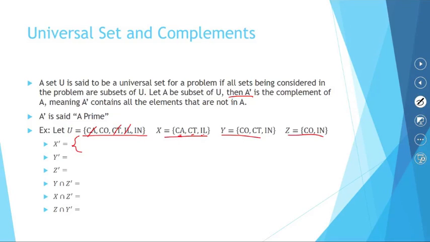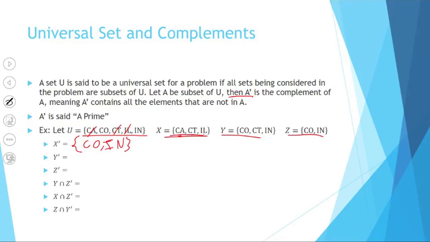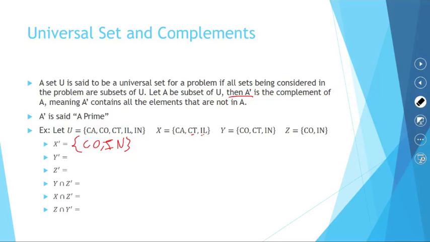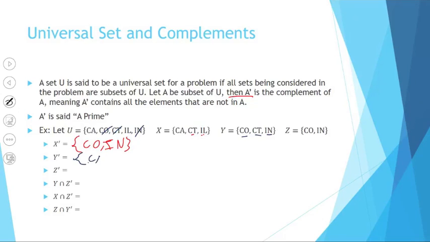So that means X prime is CO and IN. It's all the elements in our universal set that are not in our set X. Same thing with Y prime. If we look at Y prime, Y is CO, CT, and IN. Y prime is all the elements that are not that, which I made a mistake there. So that means Y prime is CA and IL. It's the elements that are in the set U that were not in the set Y.